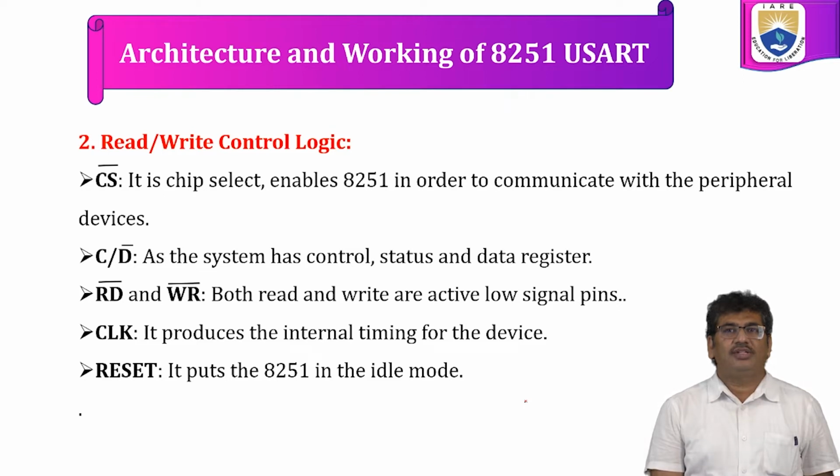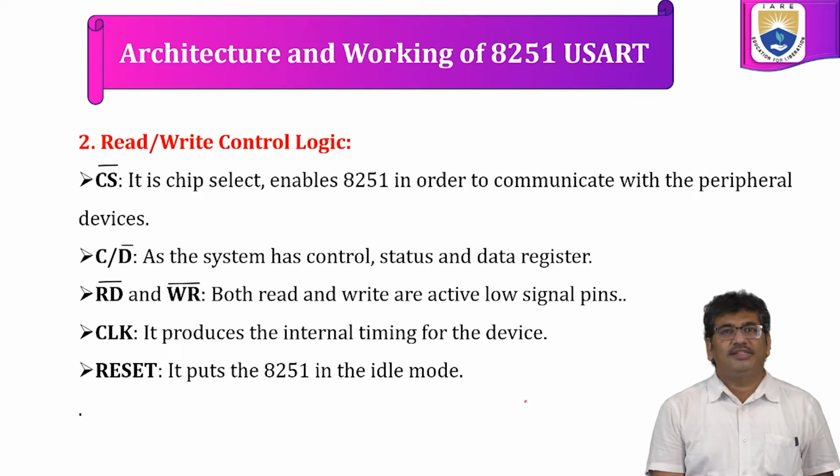The various control signals present in this read-write control logic unit are CS bar, which is the chip select active low signal. As the bar indicates, it is an active low signal; whenever CS takes 0, the signal is said to be active. This chip select is used for enabling the 8251 in order to communicate with the peripheral devices.